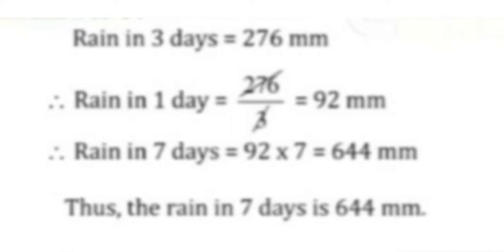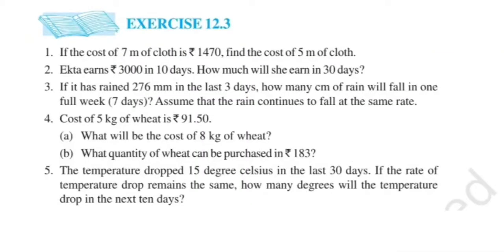Now measure of rain in 1 week, means for 7 days we have to find. So 92 into 7, it means 644 millimeter. Answer we have to find in centimeter, so this we will divide by 10. So it will come 64.4 centimeter. See question number 4.